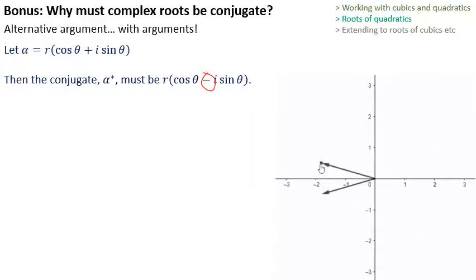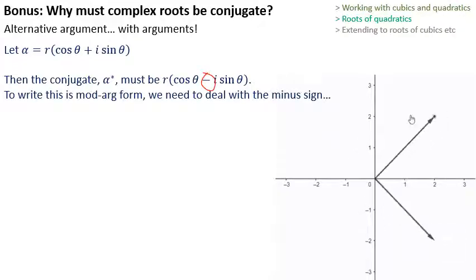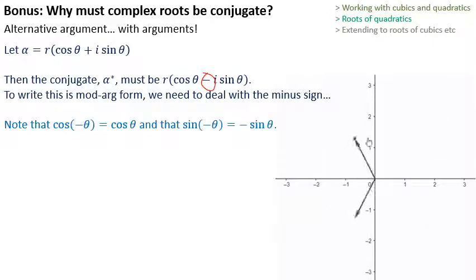But we can use a bit of a trick here, and we kind of need to because it's not in mod arg form yet. If we wanted to write it in modulus argument form, we would need to deal with that minus sign. It should be cos of something plus i sine of the same something. And when it is, then we can read off that something and say, well, that must be the argument. Here's what we're going to use.